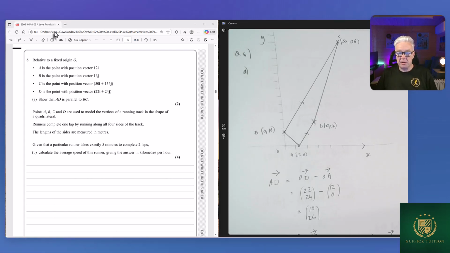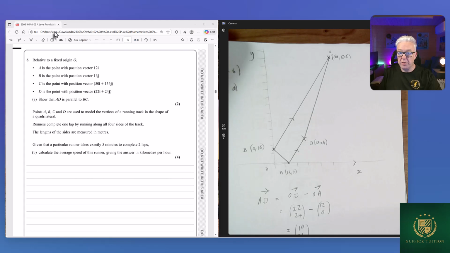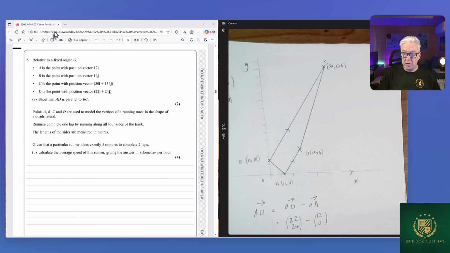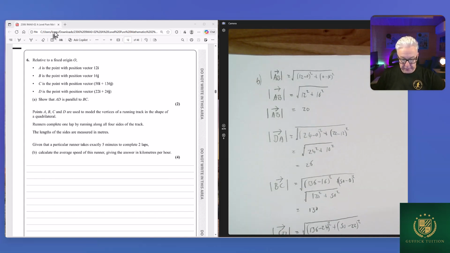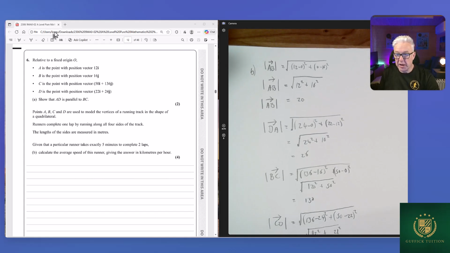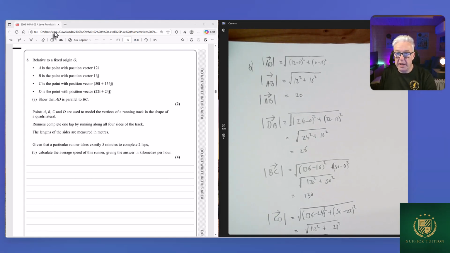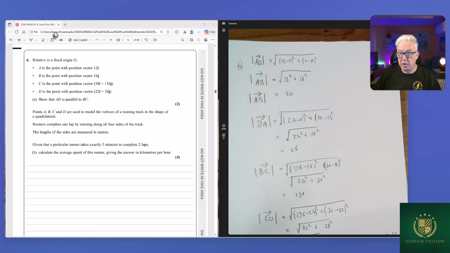So all we need to do is work out how far the runner goes. And in order to work out how far the runner goes, we just need to know the length of each side of the quadrilateral. So we're going to work out the length. I've done these calculations here. All I've done is literally the calculations to work out the length of each side of that quadrilateral. I'll talk you through the first one, and then you can pause the video to check your other ones.